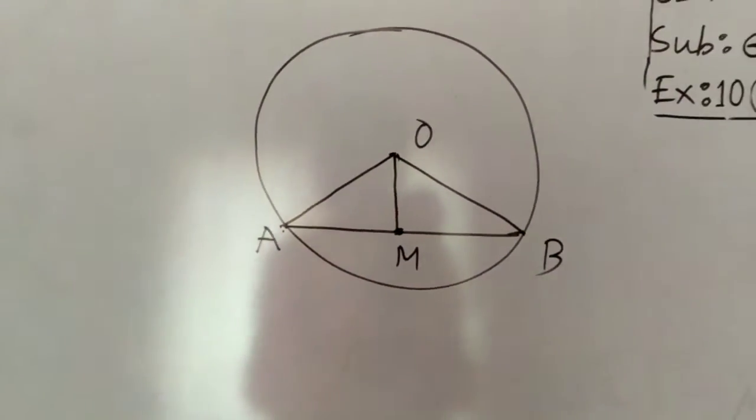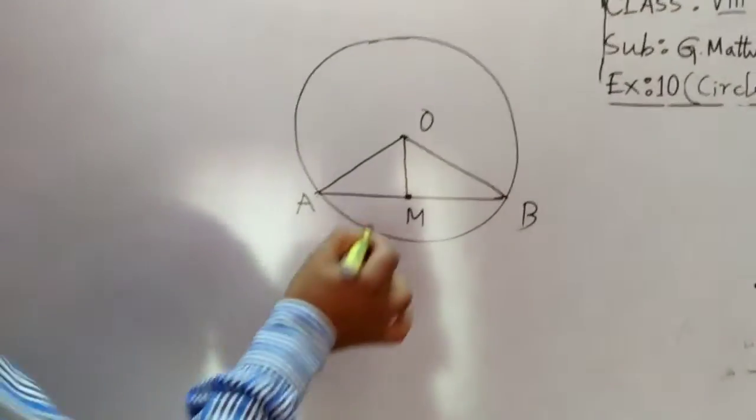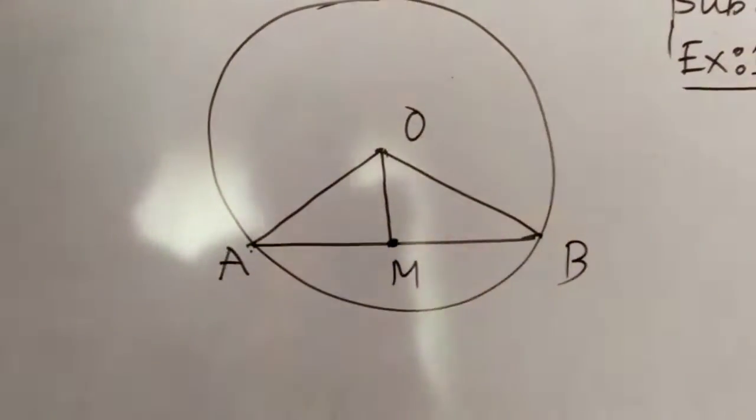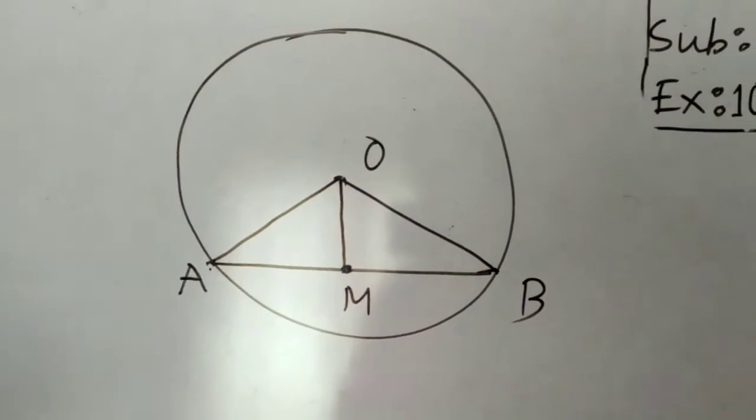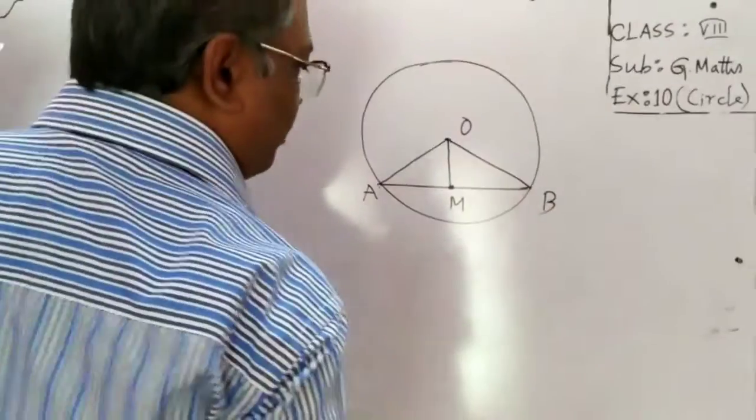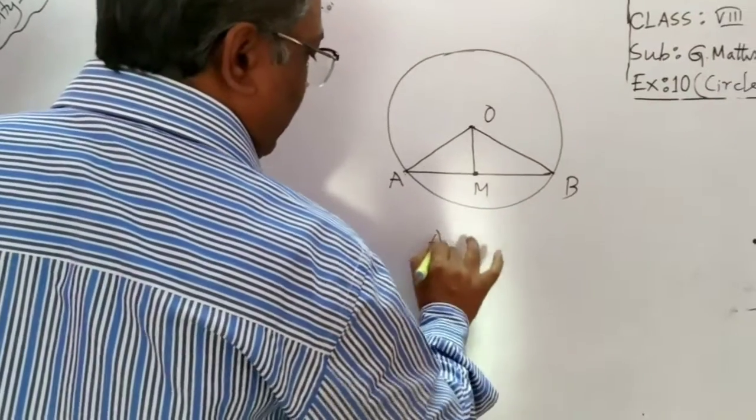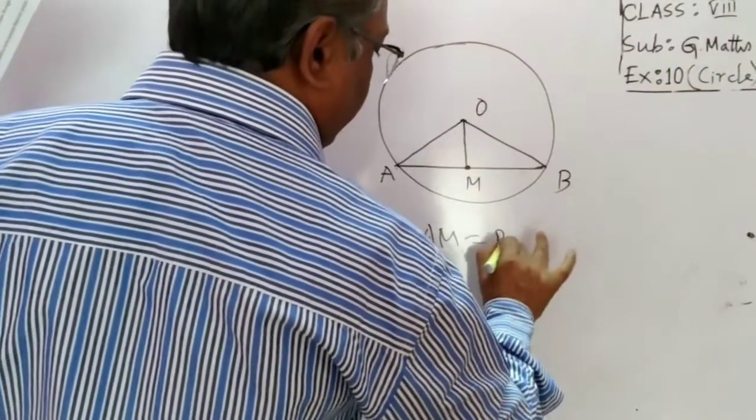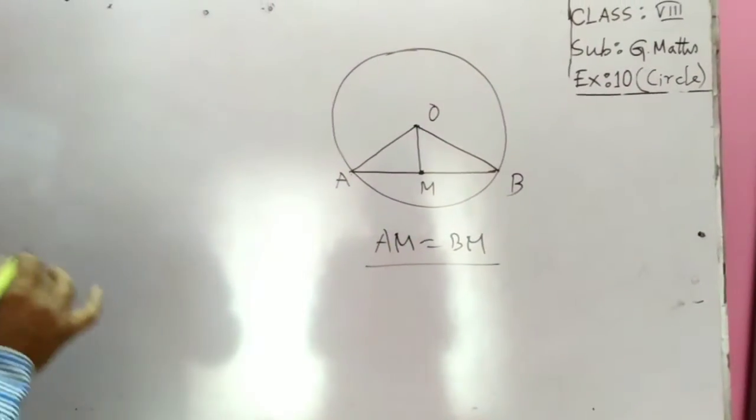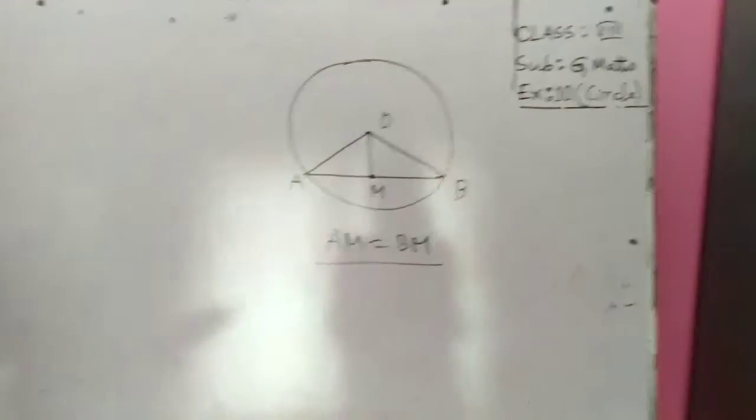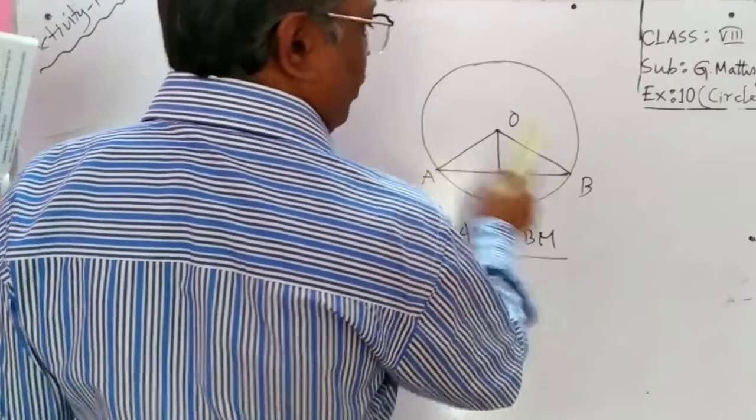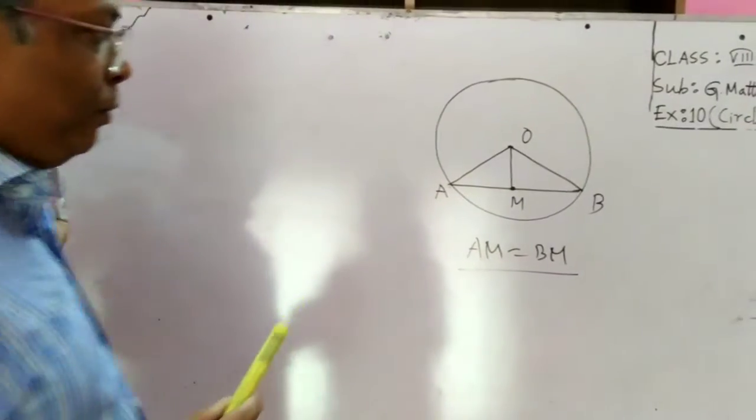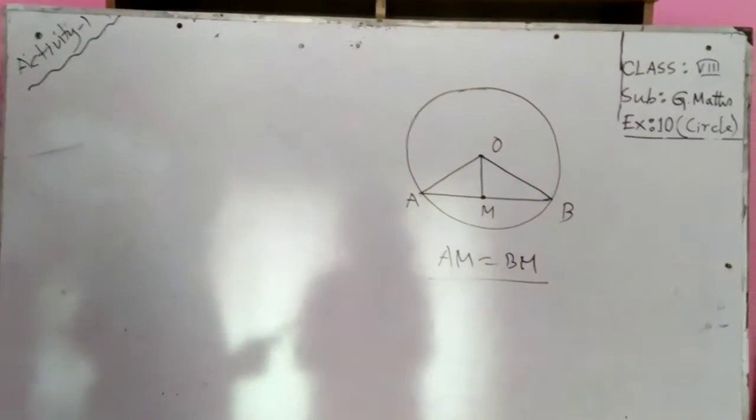But now OM perpendicular to AB is given. You have to prove that M is the midpoint of AB. That is AM equals BM. You have to prove AM equals BM. You have to prove M is the midpoint of AB.